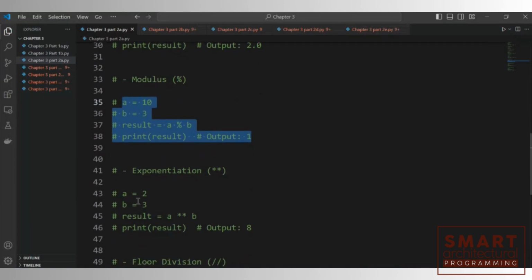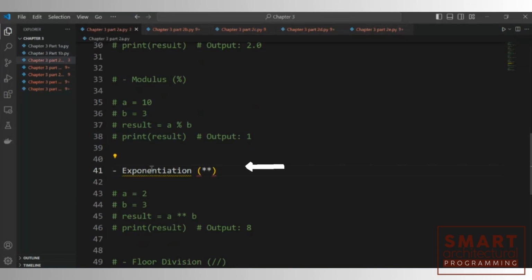The next operator that we are going to look into is the exponentiation operator. You might be familiar with this from mathematics. If you haven't studied this, please look that up. I'm not going to go into the mathematics of all of these operators. Exponentiation in mathematics is referred to as the power of something. So 2 to the power of 2 is 4. That is what we mean when we're referring to exponentiation.